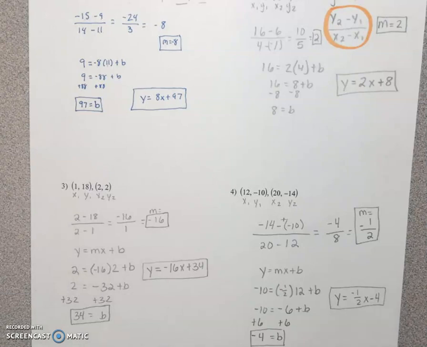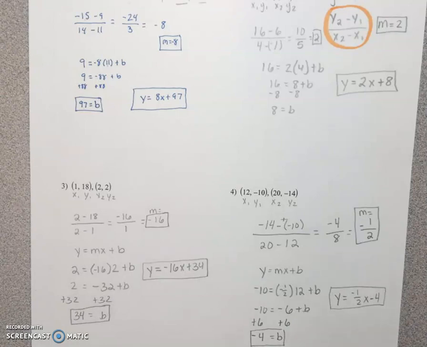y2 minus y1 over x2 minus x1. That is how we find the slope between two points. To be completely honest, I don't have any tricks for remembering that. You just have to remember it.